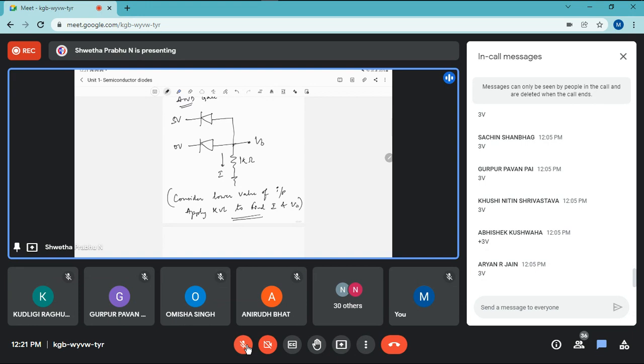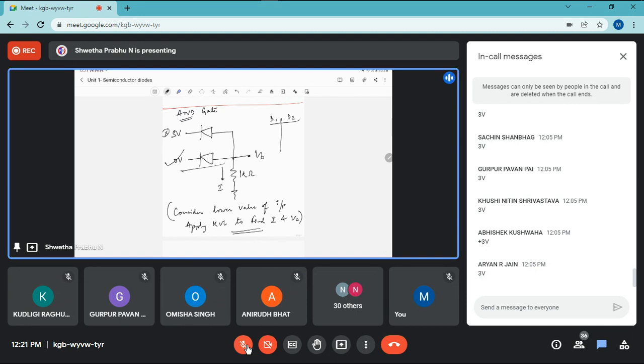So lower value in the sense you'll consider 0 volts. This path you'll consider to find I and find V naught. So you'll not consider this branch at all. By considering all those 4 cases, this branch will be ruled out. That will become reverse biased.